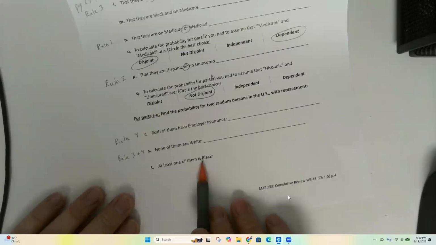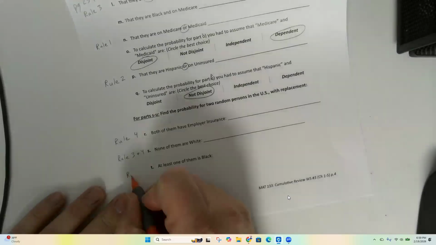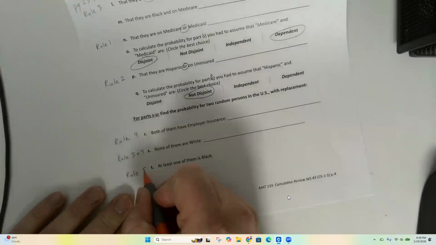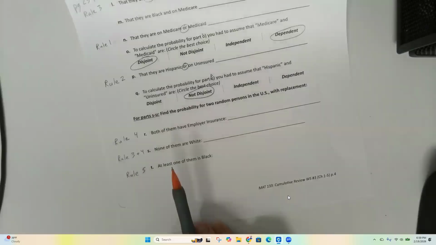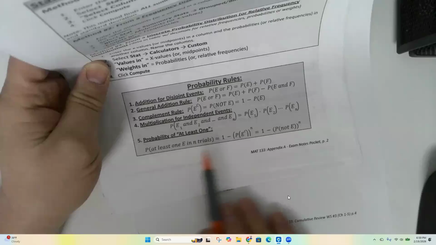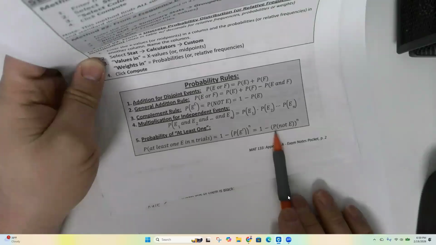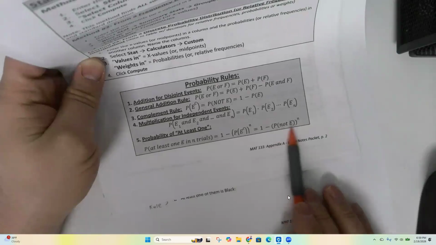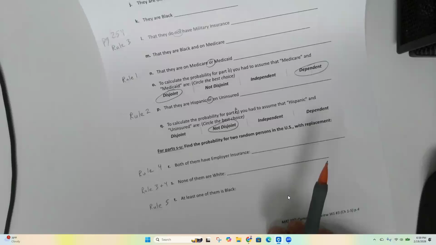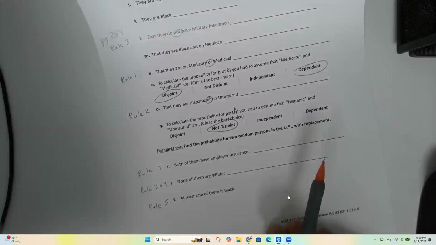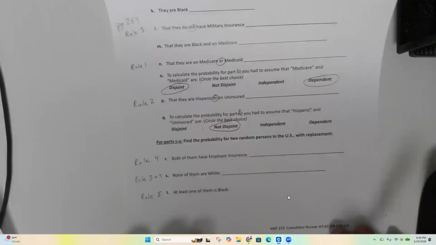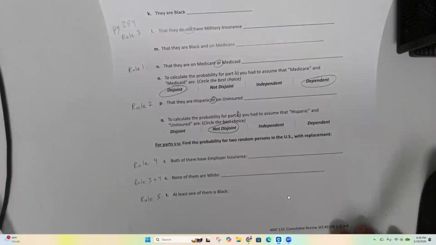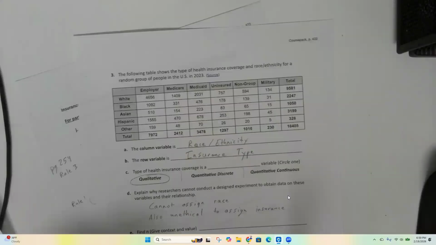Lastly, at least one of them is black. That's rule five, and that one's also kind of two problems in one. For rule five, you have to first calculate the probability of not the event and then plug that in here. That's all the hints, so let's jump back to page 420.